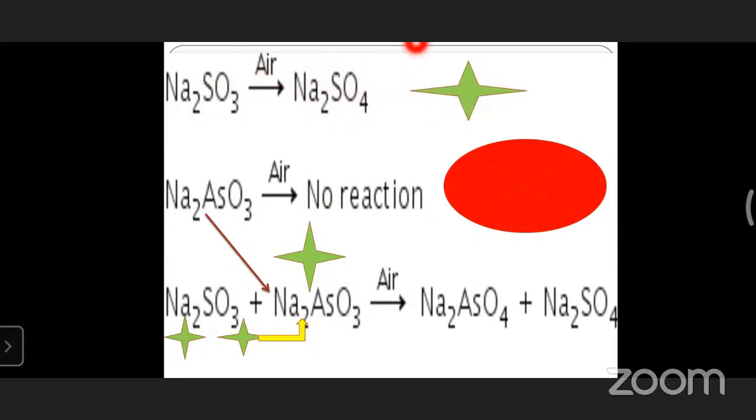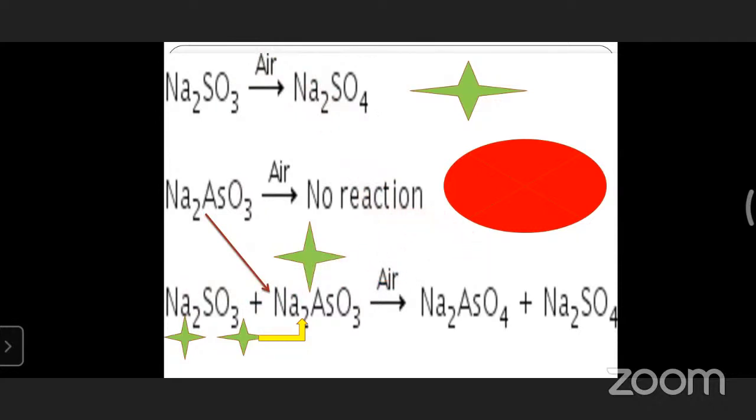This reaction will occur, but this reaction will not occur. Because of that, we combine the sodium sulfite and the sodium arsenate together, and then we apply the same oxidation process. At that time there is a chance of oxidation.